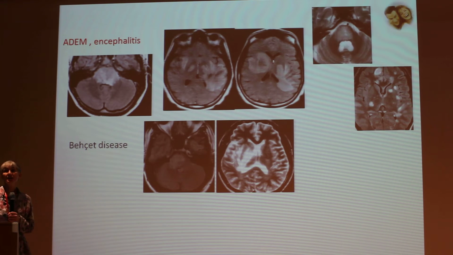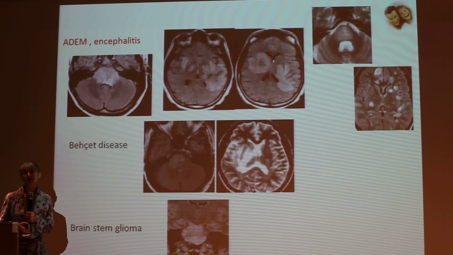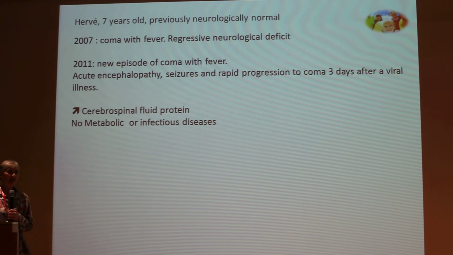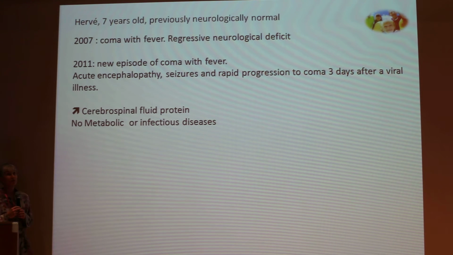In Behçet disease, you know that there is a lesion that often extends from the thalamus to the peduncle, but generally it's just one side. And of course you can imagine that a brainstem glioma can go up into the thalamus. But I think that it's more interesting to look at the children because it's a very specific image.